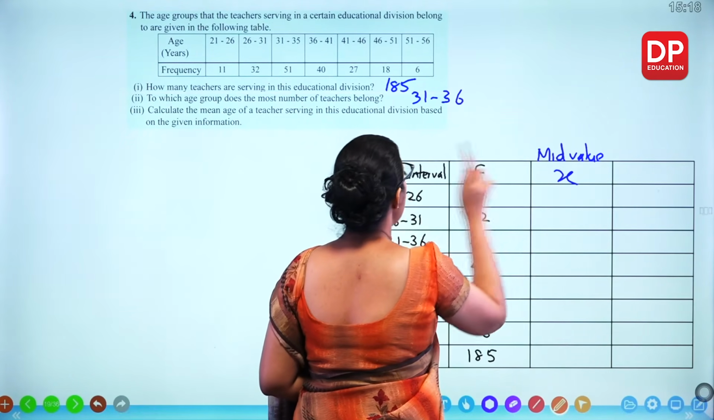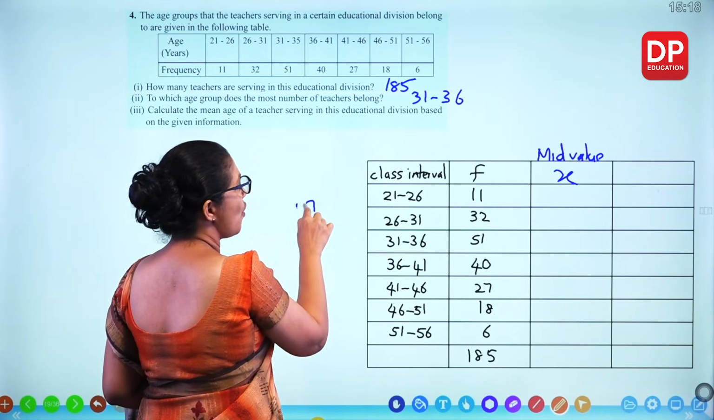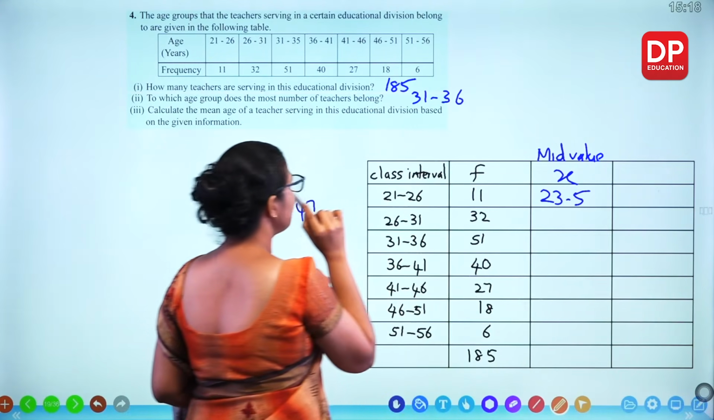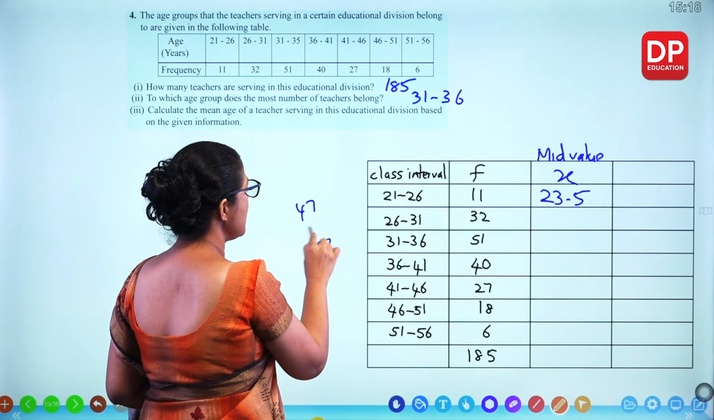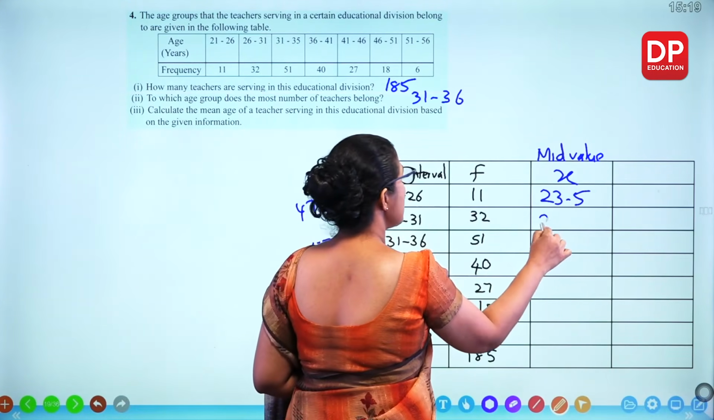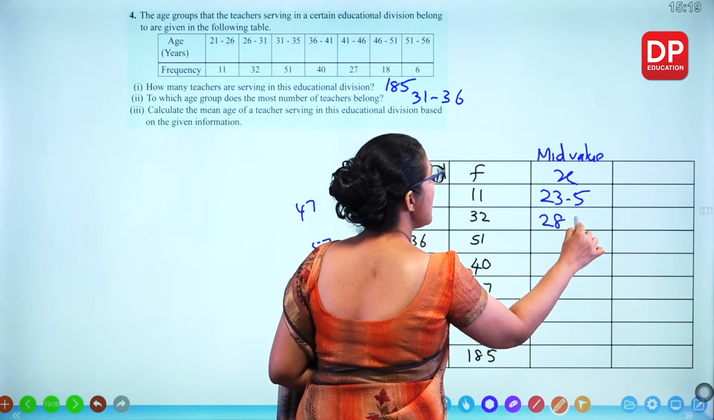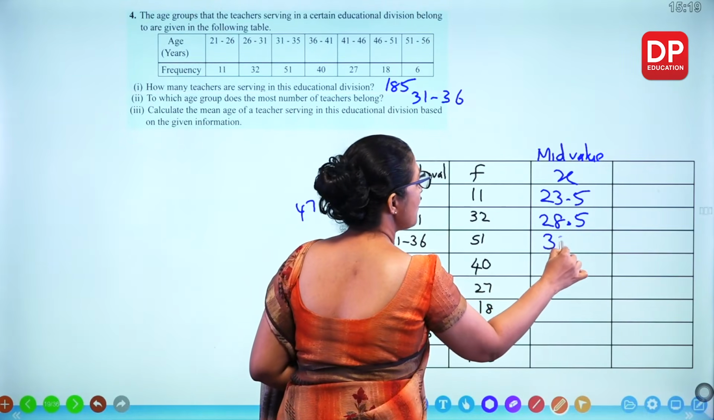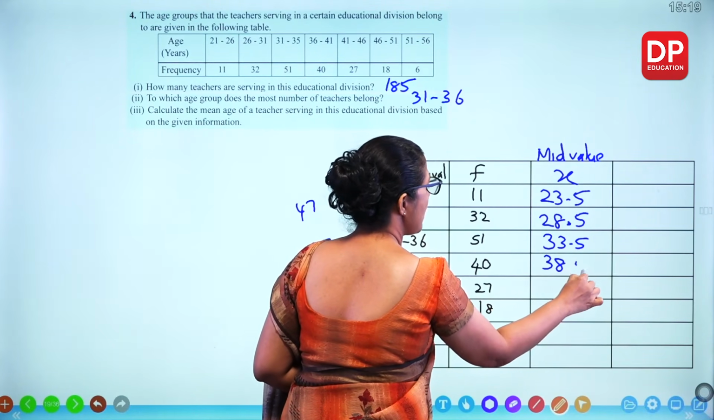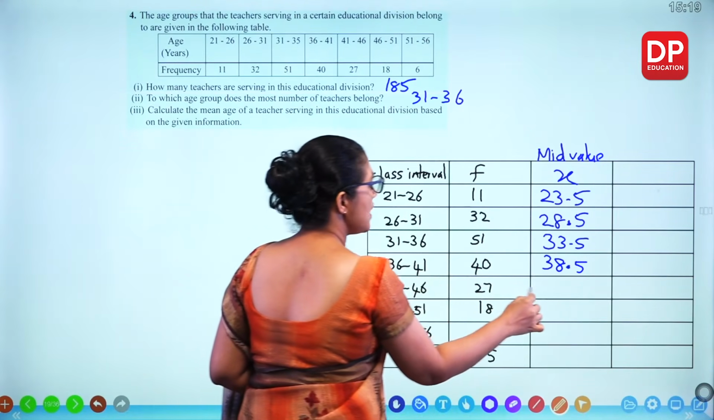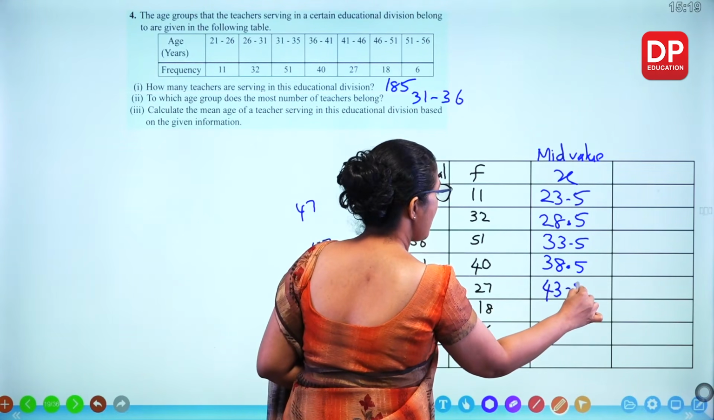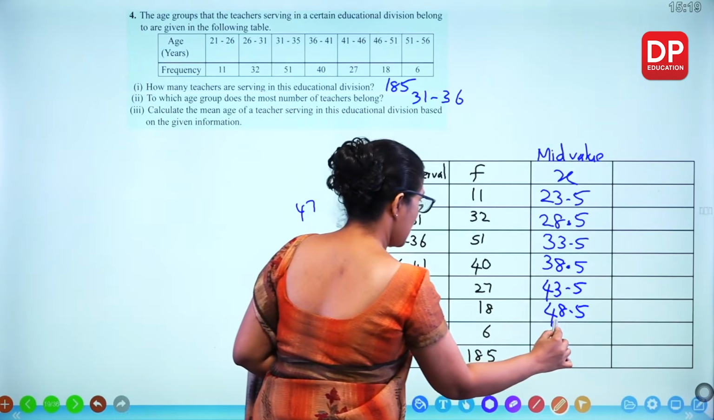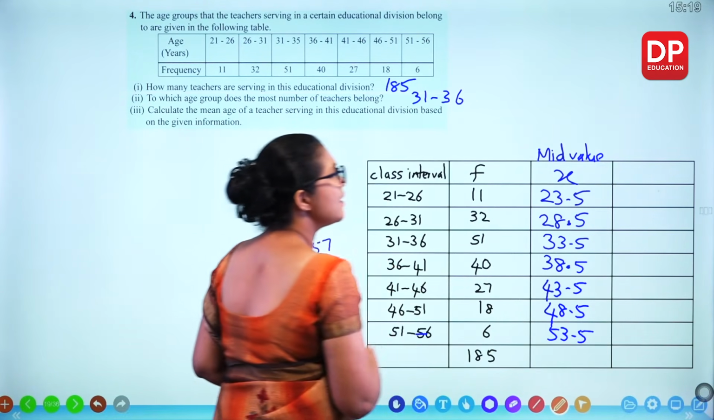Find the mid value, add and divide by 2. You get 47, divide by 2, 23.5. Here you get 57, divide by 2, you get 28.5. So what's the next one? 33.5, 38.5, 43.5, 48.5, 53.5. Those are the mid values.